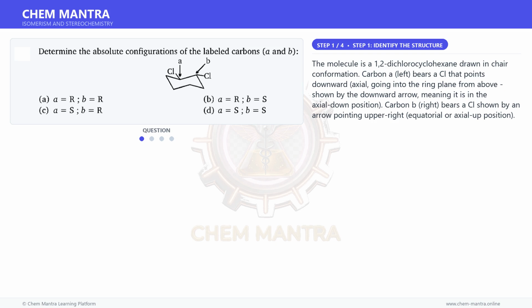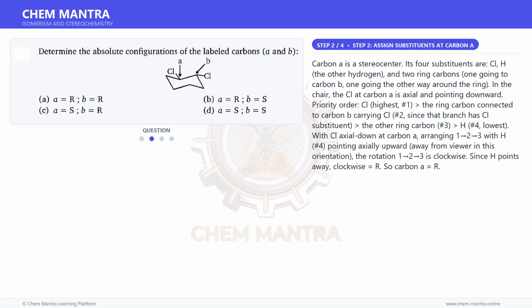The molecule is a 1,2-dichlorocyclohexane in chair conformation. Carbon A, left, bears a Cl that points downward, axial, going into the ring plane from above, shown by the downward arrow, meaning it is in the axial down position. Carbon B, right, bears a Cl shown by an arrow pointing upper right, equatorial or axial up position.